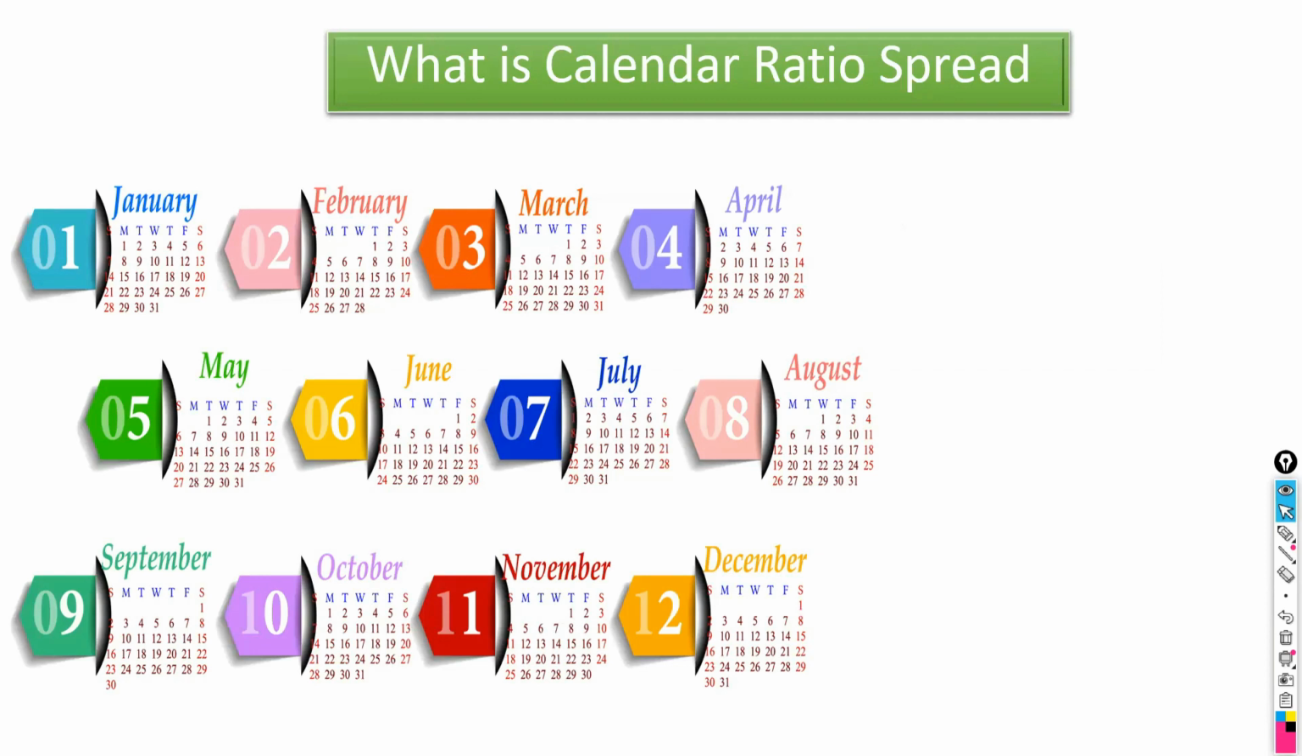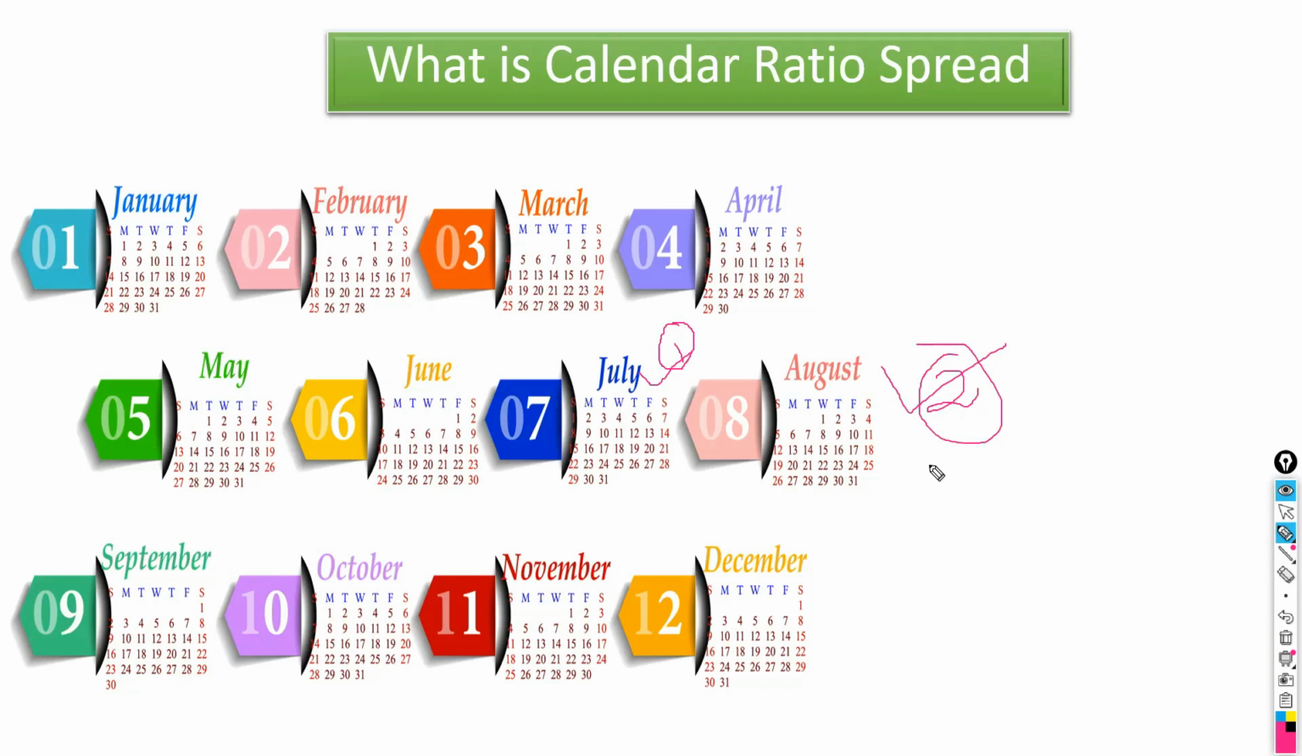For those watching this video for the first time, just to give you a brief overview about calendar ratio spread. What is this? Generally, a calendar spread is where we consider two monthly expiries. Suppose we are in July, and this is August. I take one trade on July and the opposite transaction on August. That is how we manage this trade.